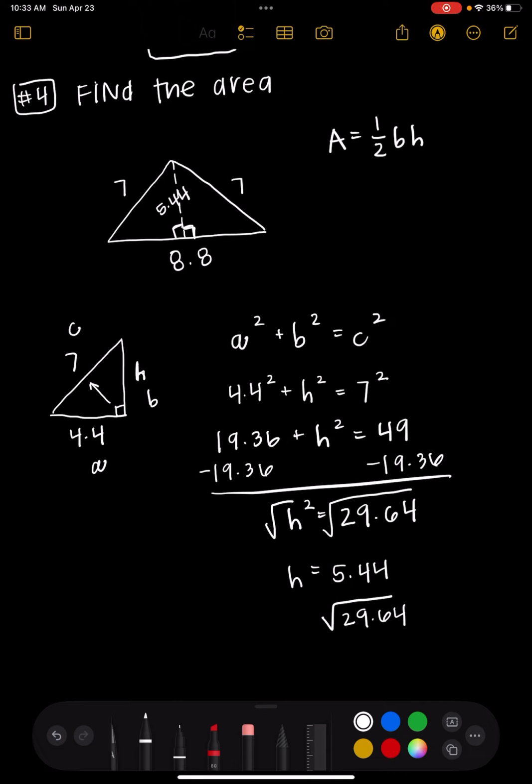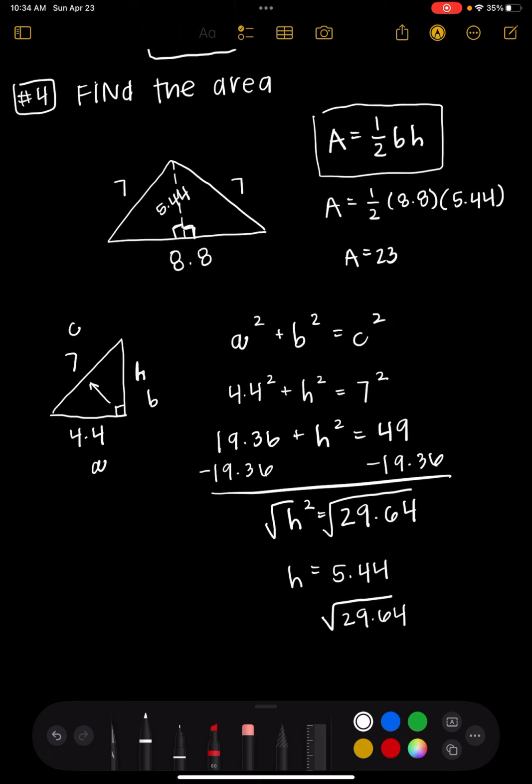Okay, so now we have this triangle and we know the height. Because we know the height, we can use this area formula. The area is equal to 1/2 base times height, which means the area for this triangle is equal to 1/2. My base has to be my entire base, or the entire bottom, which is 8.8, times the height, which I just found, which is that 5.44. And when I plug that into my calculator, I end up with that the area is equal to 23.95. And that would be my final answer.